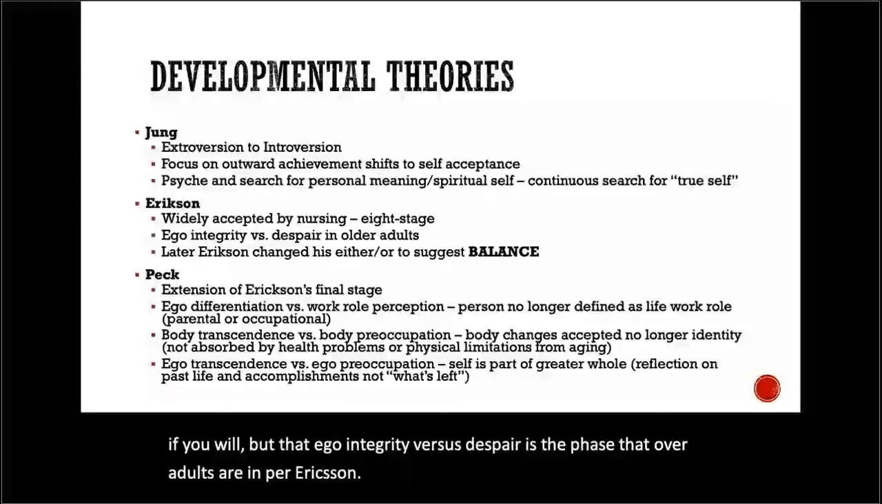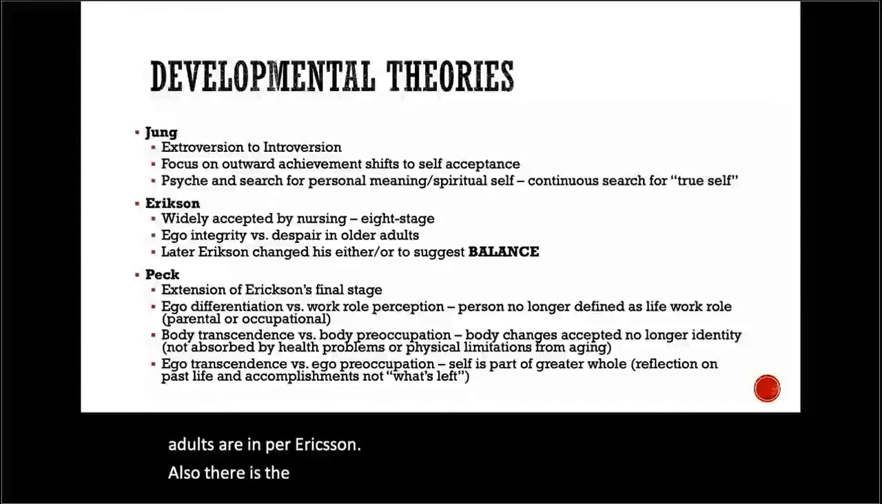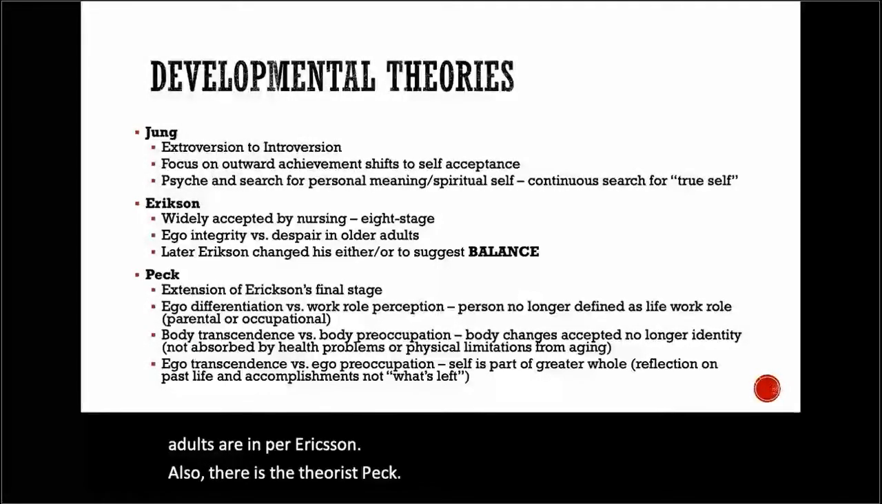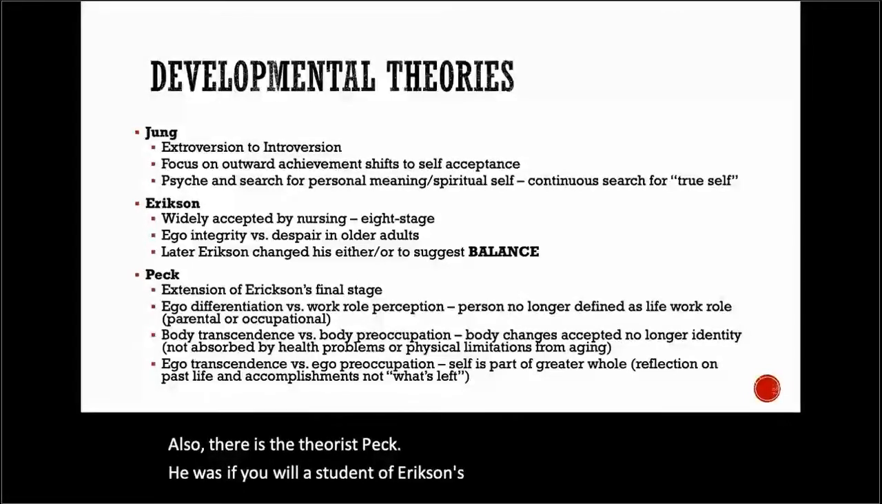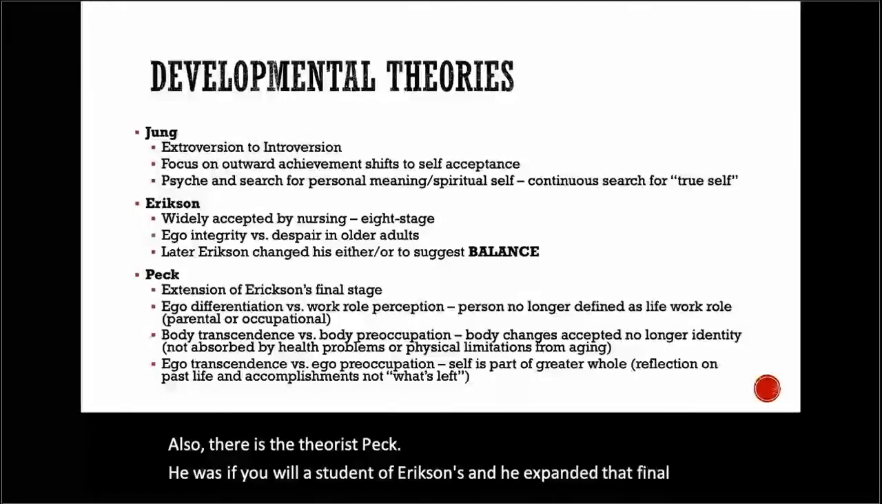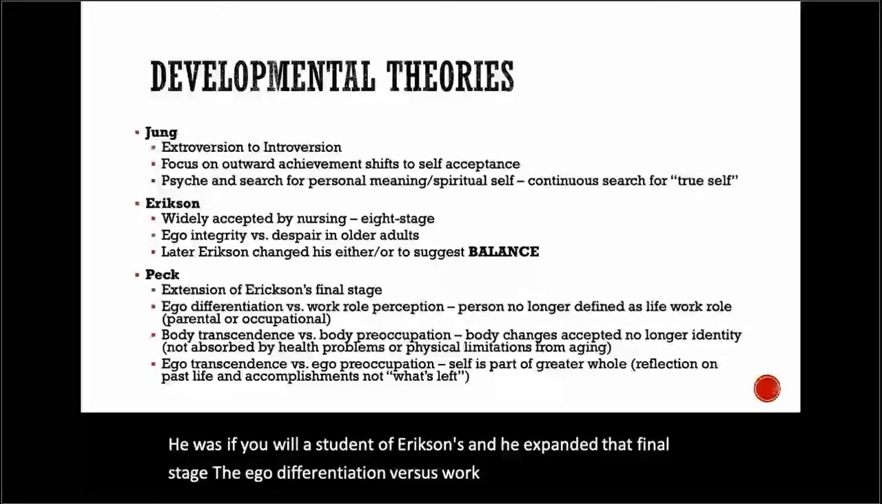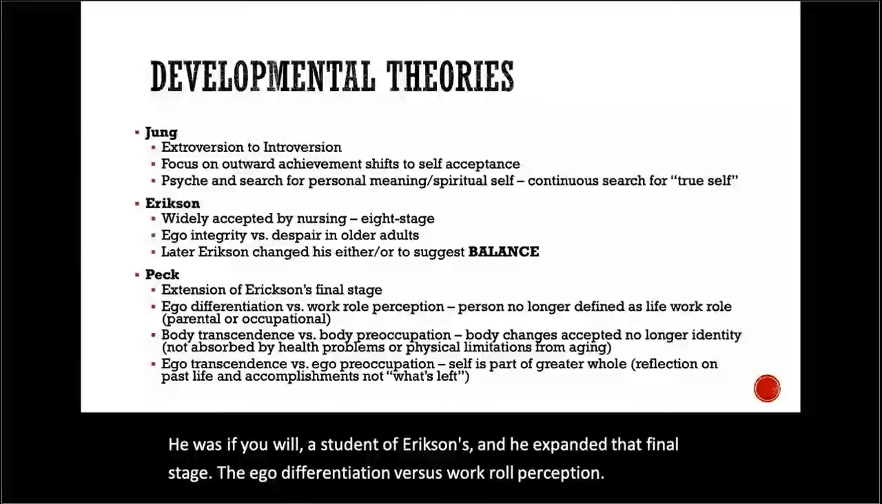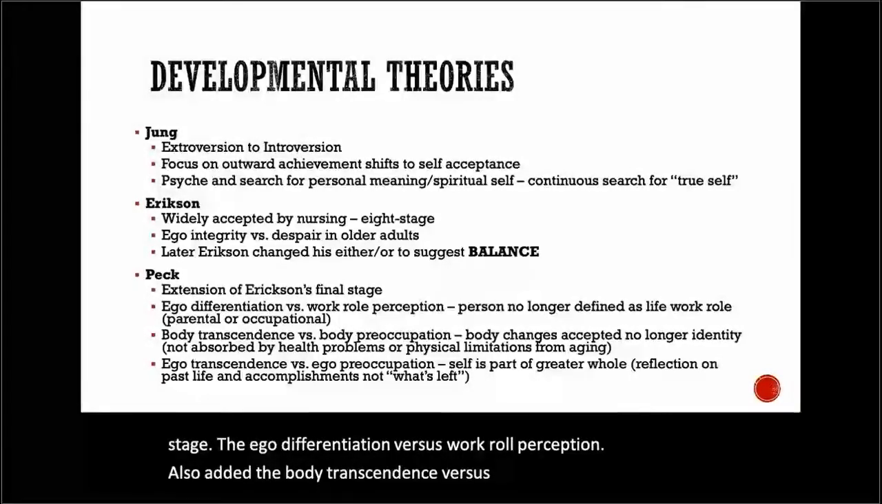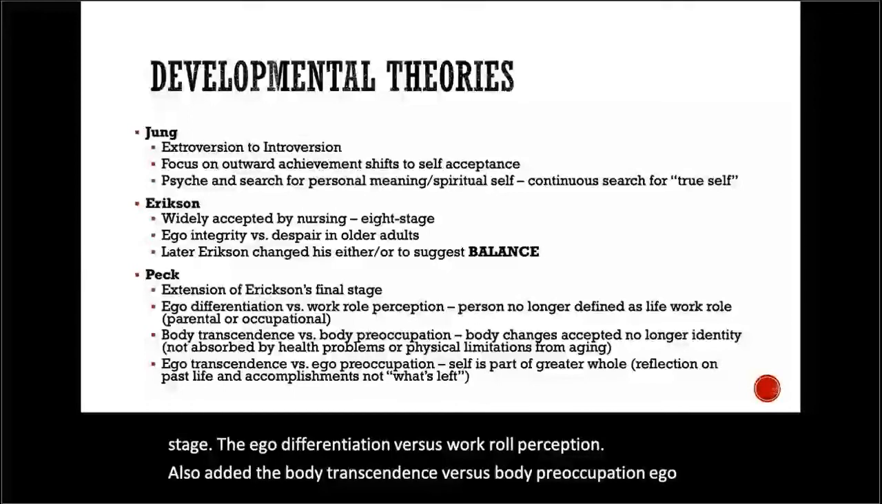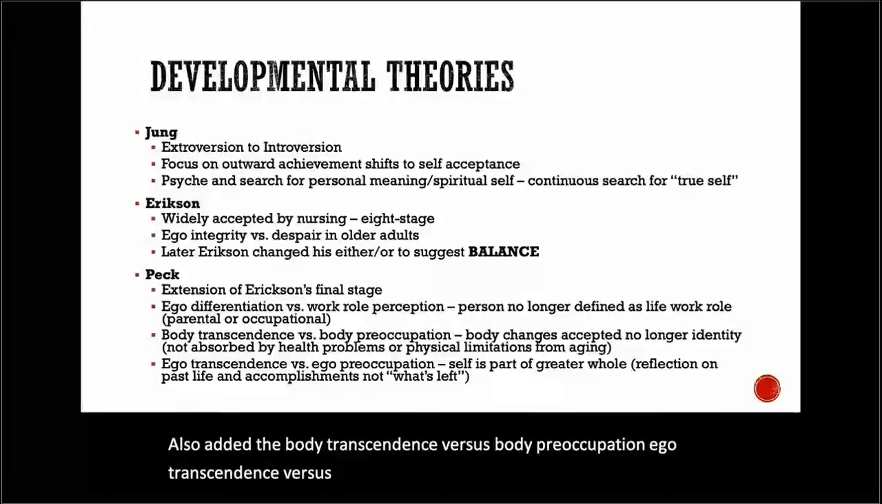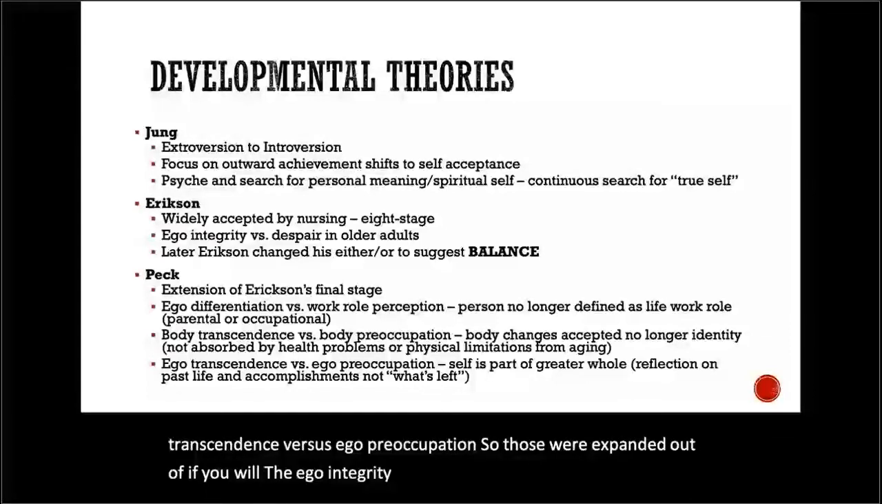Also, there is the theorist Peck. He was, if you will, a student of Erikson's, and he expanded that final stage: ego differentiation versus work role perception. He also added body transcendence versus body preoccupation, and ego transcendence versus ego preoccupation. So those were expanded out of, if you will, the ego integrity versus despair.